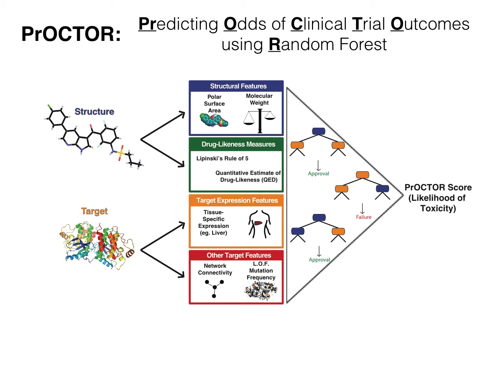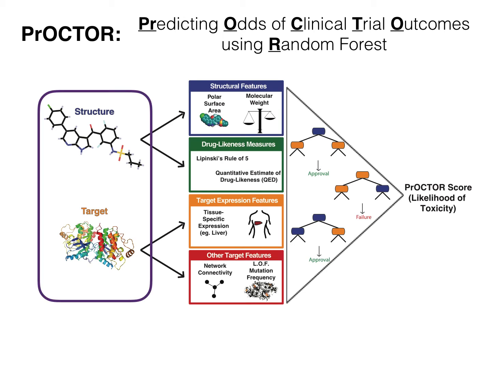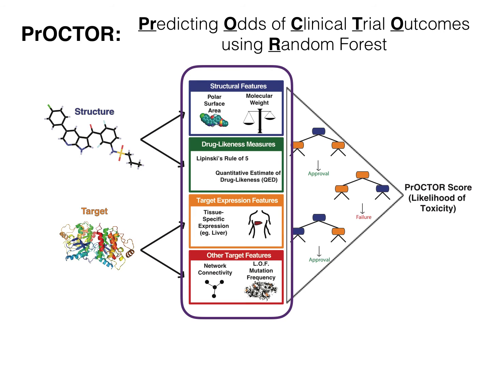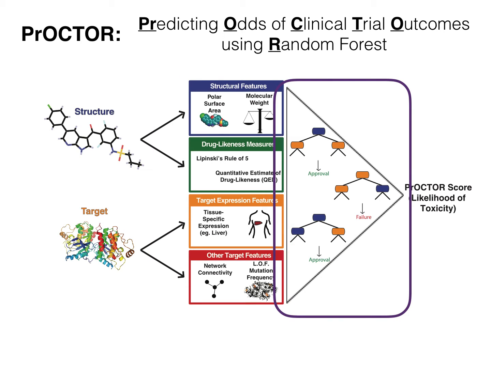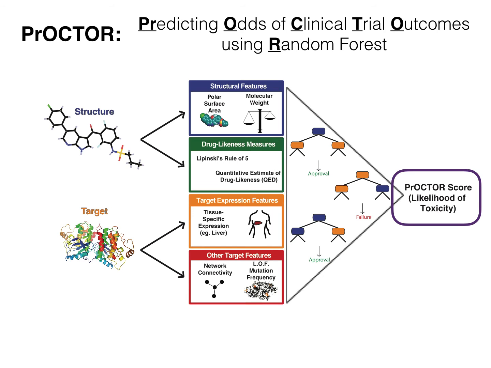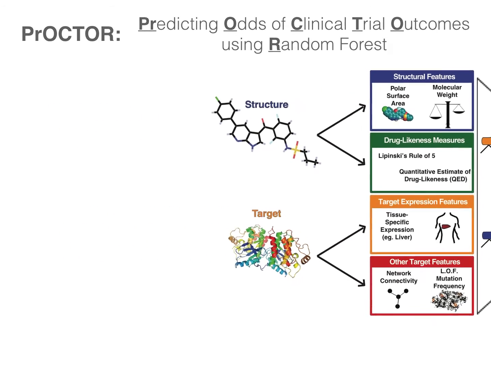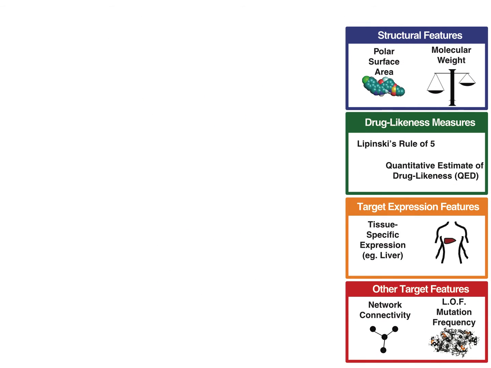To address this problem, we developed Proctor, our tool for predicting odds of clinical trial outcomes using random forest. The way this works for a given drug, Proctor takes in information about the drug's structure and targets, uses these to derive a set of features that are inputted into a pre-trained random forest model, which outputs the likelihood of toxicity for the drug. I'll begin by breaking down each of the four major feature types into greater detail.